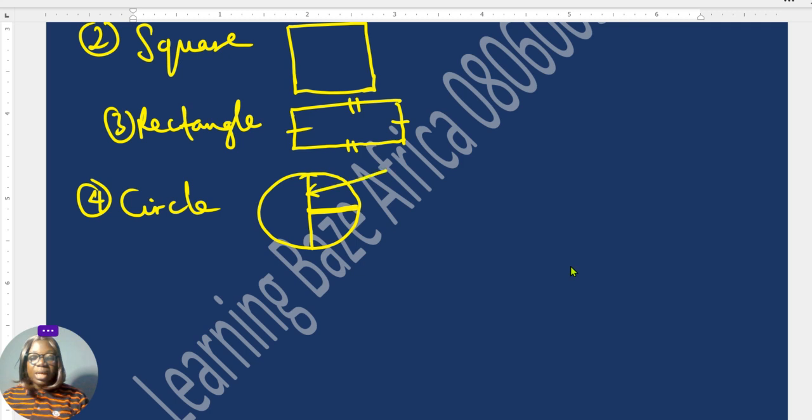Now the diameter is a line drawn from one circumference to another circumference passing through the center of the circle. So this is a diameter. Then this particular line is what we call radius. So you're going to learn more about circle.